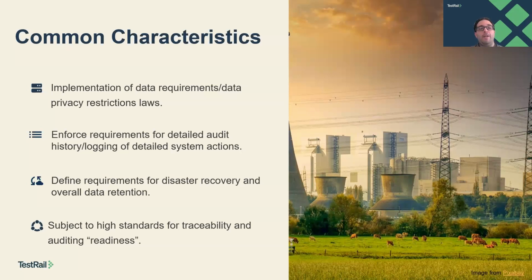The third thing here is defining requirements for disaster recovery and data retention. When we talk about quality assurance, this admittedly has a little overlap with what I traditionally would know as cloud engineering or SRE, site reliability engineering.